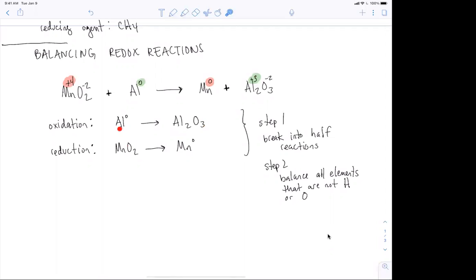But you see here at the bottom, let's get the bottom first. We got manganese on one side, manganese on the other. We have 1 of each, so we're fine. We don't have to balance that. But for alumina, we do actually have to balance this because we have 2 here, but we only have 1 over there. So we balance that with a coefficient of 2 there.